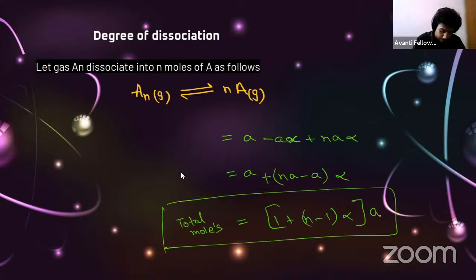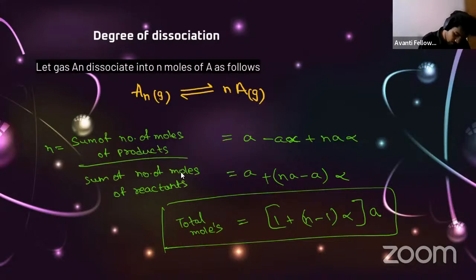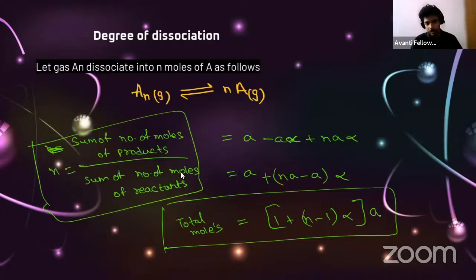Now, what is N here? N is nothing but the sum of number of moles of products by the sum of number of moles of reactants. Simple. This is nothing but N value. You can find out using this formula, or you can find out by writing the equation also. That is fine. By using this, we'll be substituting the N value, and then we'll be getting the total number of moles value.